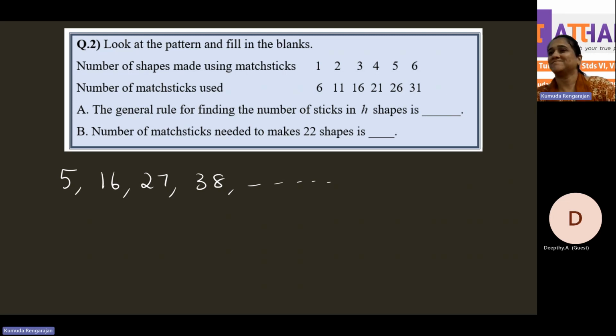Very good. You understood now? Yes. This one, the rule is same, but last. So after finding the difference, we should get the answer. That's nice. Very good.